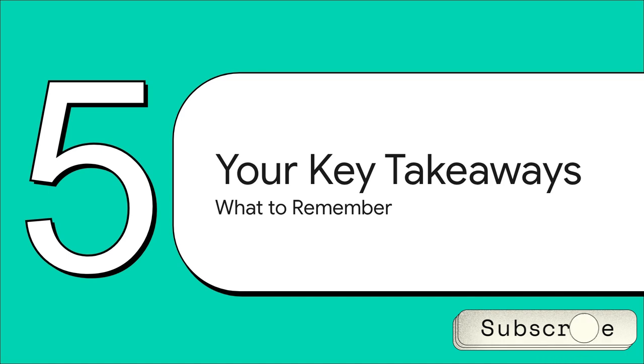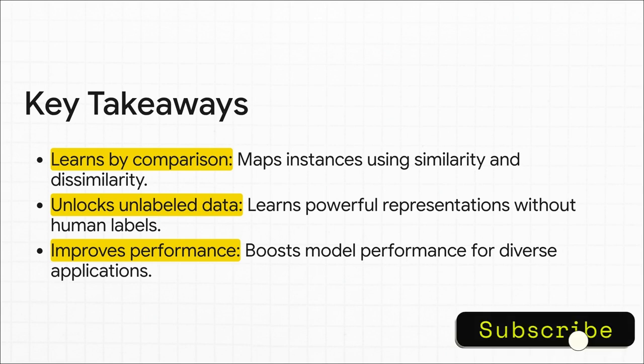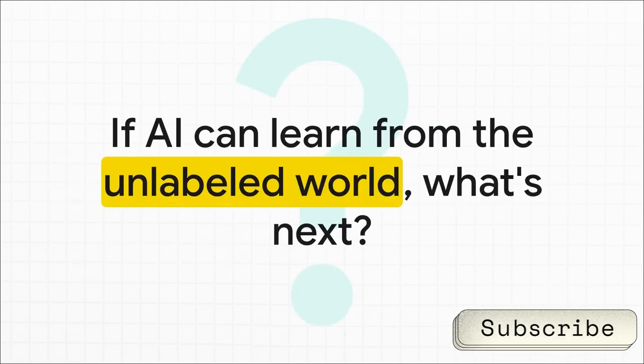All right, we've covered a lot of ground. So let's bring it all home and focus on the 3 most important things to remember about all this. Number 1, it learns by comparison. At the end of the day, forget all the complex jargon. The big idea is just to group similar stuff and separate different stuff. That's it. Number 2, its superpower is unlocking unlabeled data. That's what makes it so incredibly scalable and powerful. And finally, remember that contrastive learning is really a foundation. That smart map it builds usually isn't the final product. Instead, it's an incredibly powerful starting point that makes all kinds of other AI tasks way easier and way more accurate.